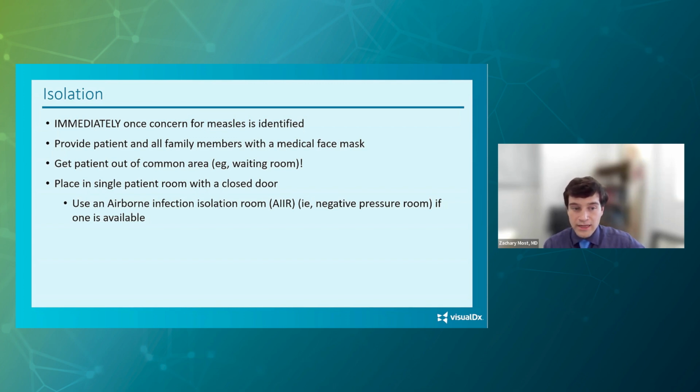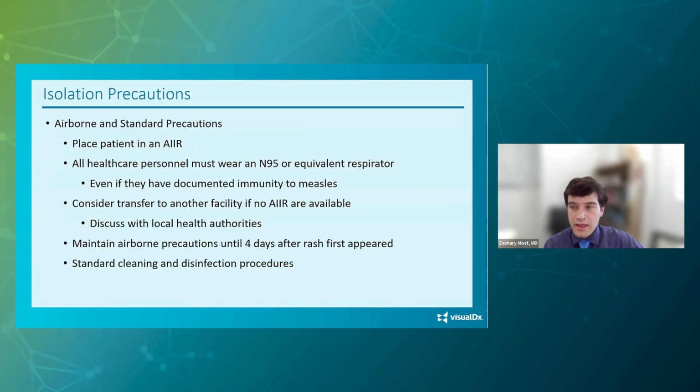You want to use an airborne infection isolation room or a negative pressure room if one is available. But even if one is not available, get them out of common areas, get them in a room with a closed door as quickly as you can. The recommended isolation precautions then are to be on airborne and standard precautions. And as a review, airborne precautions means the patient should be placed in an airborne isolation room.